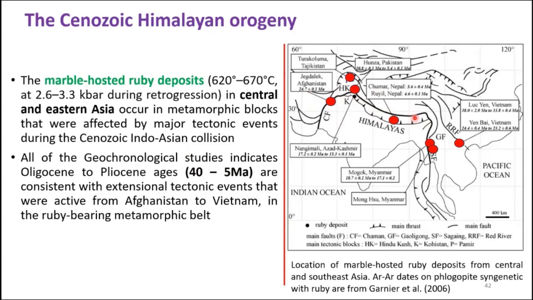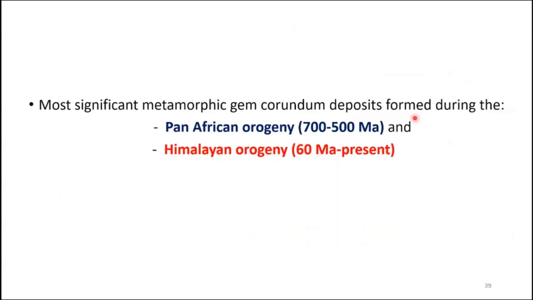So these are some examples of gem quality corundum deposits. In the world, mainly, we can identify rubies, very valuable, beautiful corundums. They are produced mainly during these 2 orogenic events. These orogenic events mean continental collisional events. The final product is the formation of mountains and metamorphic rocks. So now this corundum was also produced during this metamorphism.